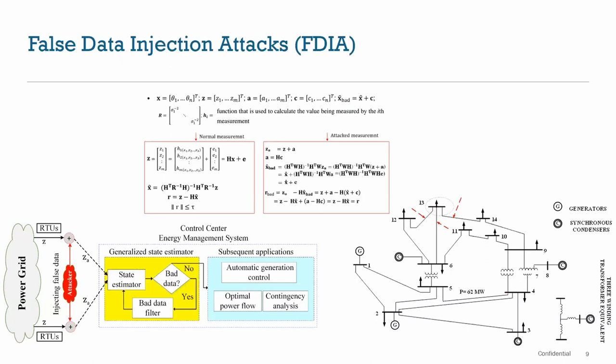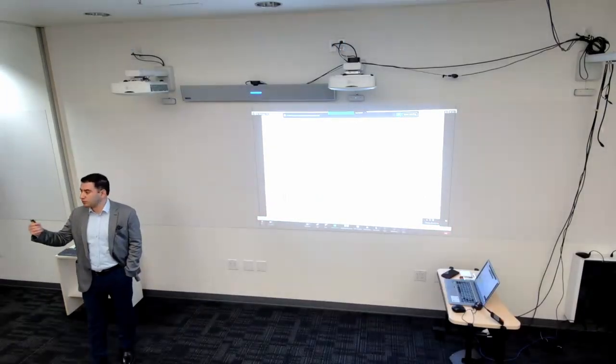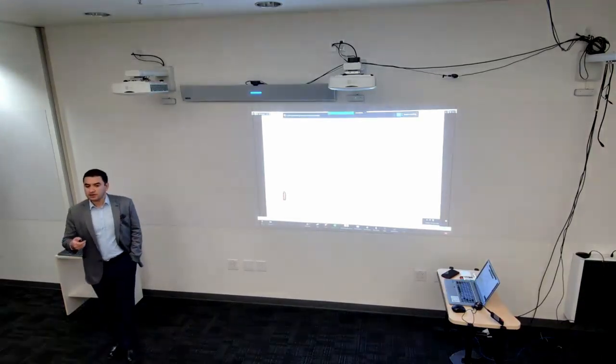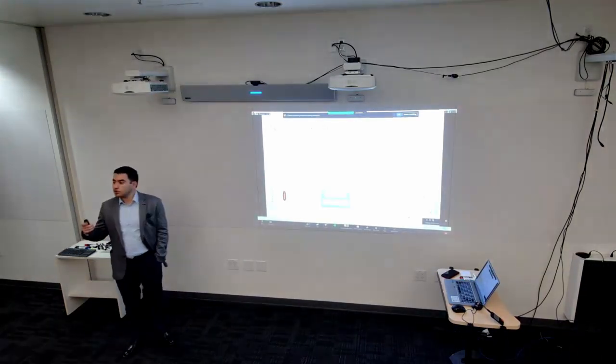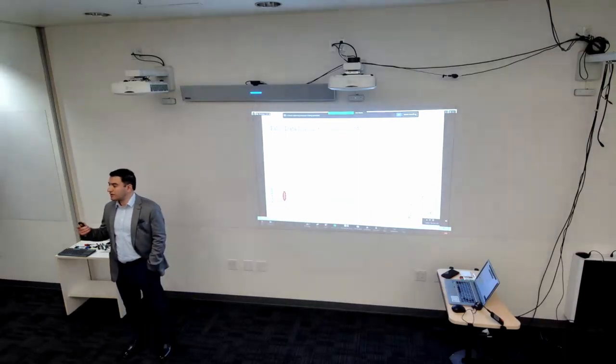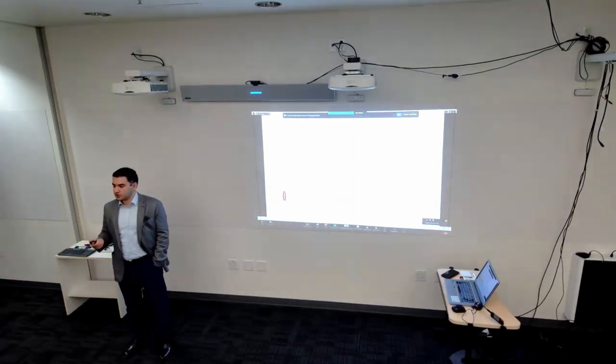A couple of years ago, a cyber attack was discussed in the literature that targets state estimation. The hacker changes the measurements that are fed into the state estimation function in such a way that the output, which is the system state, is affected negatively. The attacker injects arbitrary errors into the system states, while being able to bypass the bad data detector. The bad data detector will not raise any alarms.